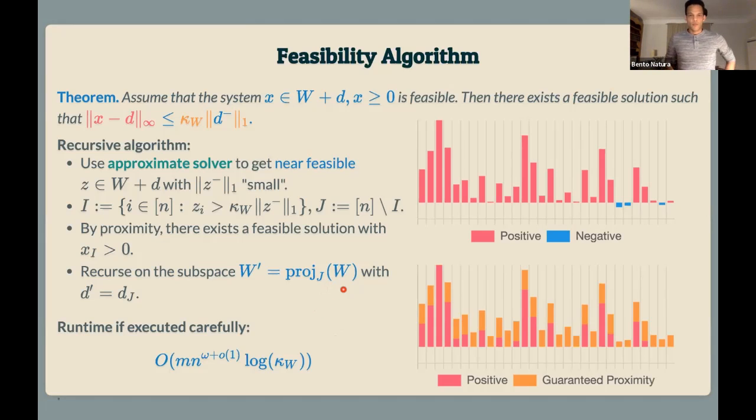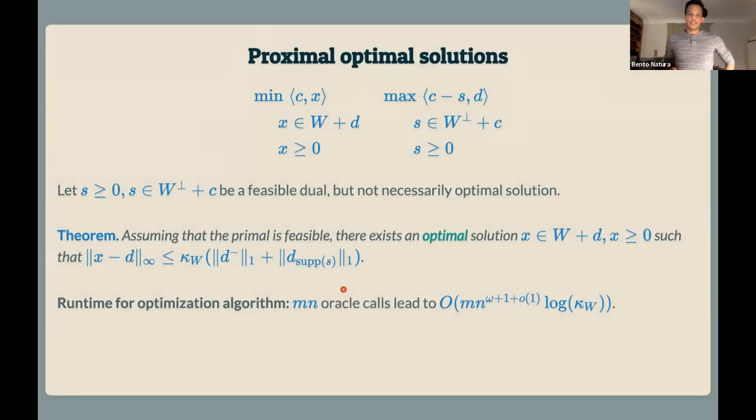And this is our result for feasibility. You also have some kind of proximity theorem for optimality. Here, I just want to quickly skip over it. Essentially this looks pretty similar, just with this x additional term, and you also need an initial dual feasible solution. And then what we get is that we need mn oracle calls compared to m for feasibility, which then will lead to a total runtime of mn to the omega plus 1 times log kappa.